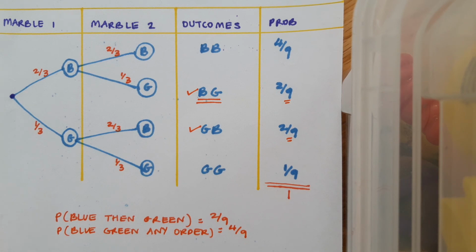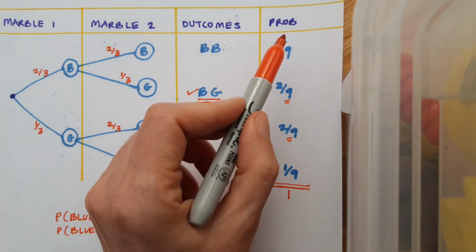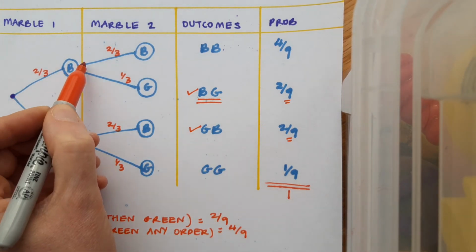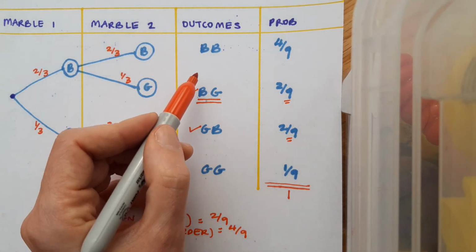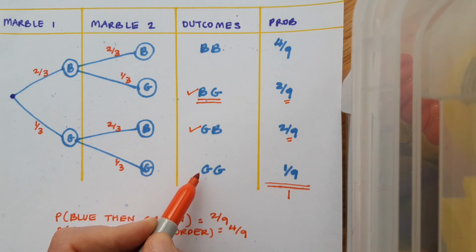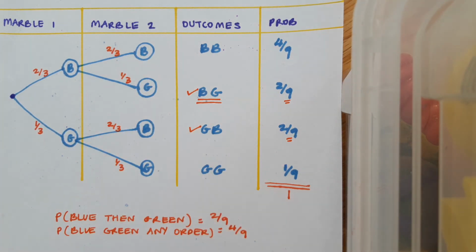And just to point out there that when I'm working out my probabilities in the column, I multiply each number that I pass, and when I want to select multiple things from the outcomes, then I add the probabilities from the final column.